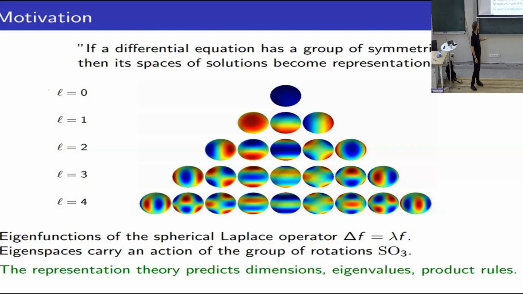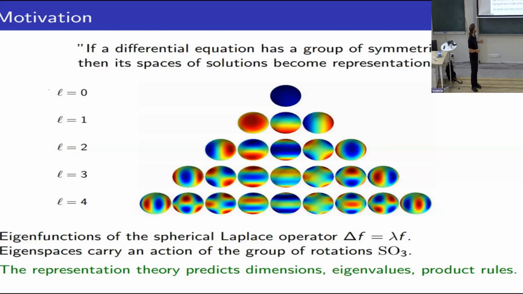And the point I want to make is that representation theory here is very helpful. It can allow you to predict the dimensions of these spaces, the eigenvalues, even product rules. You take maybe a function here times a function here, and you can decompose them again into those functions. So this is what representation theory tells you in such an analytical problem. And I think this is great. I do this in courses, slightly graduate courses. I like to do this as an example a lot.